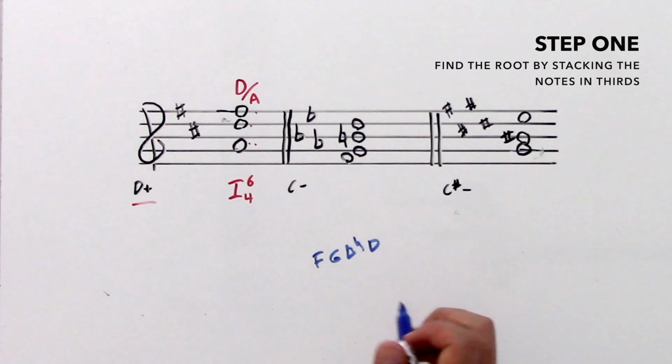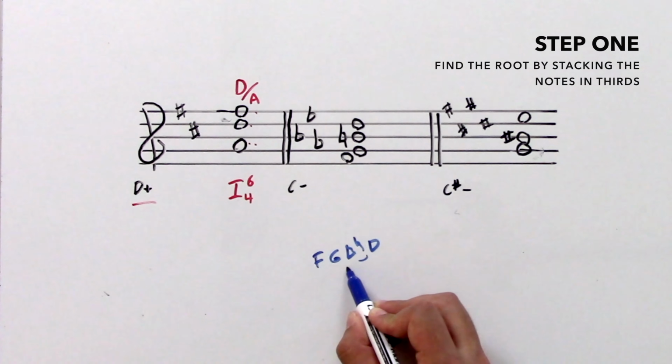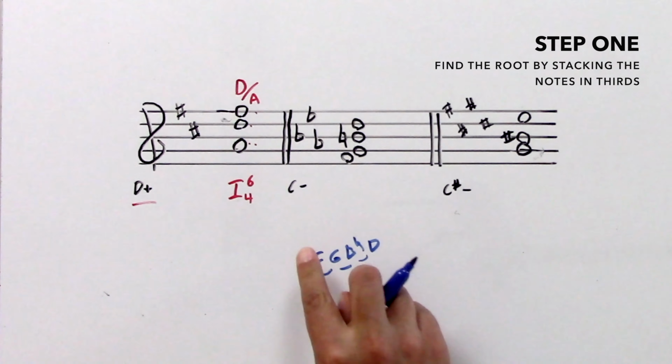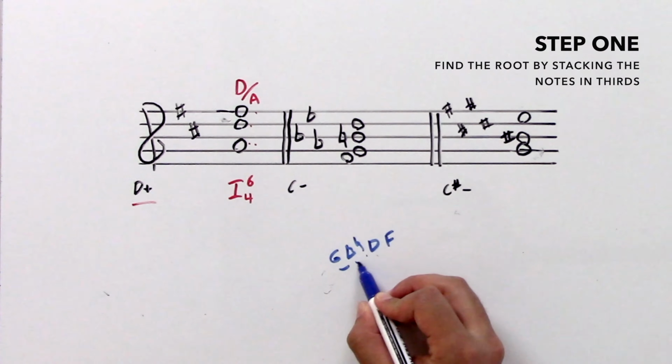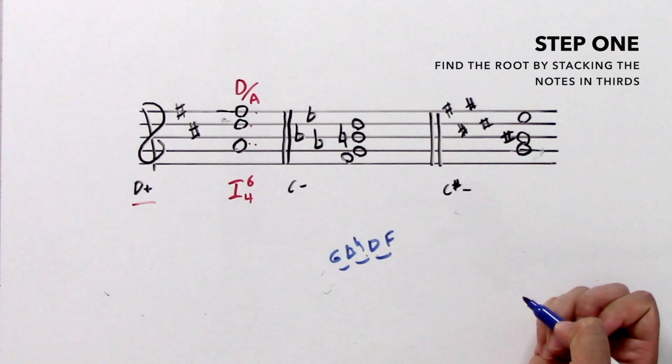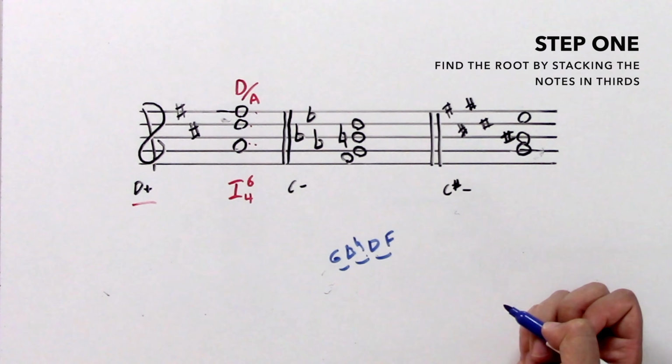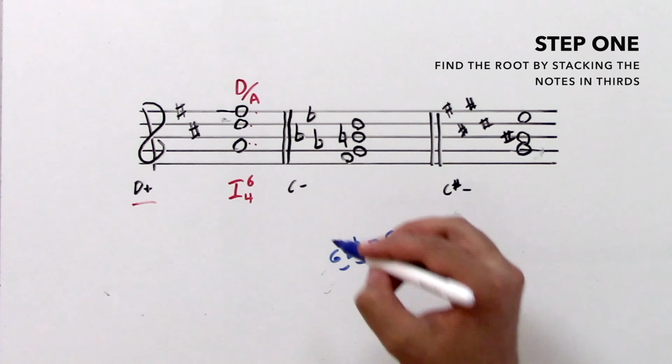I have to rearrange this in thirds. So that's a third, but this is a second. So that's not right. How about if I move the F up here? Now it's a third. G to B is a third, B to D is a third, and D to F is a third. So G must be the root. So G is the root.